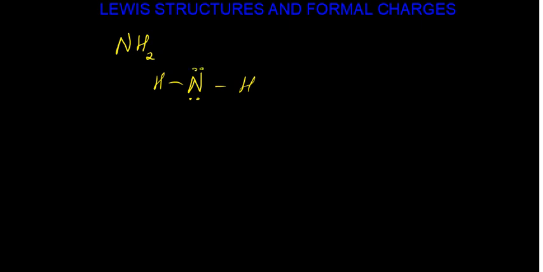Now looking at this compound, how many valence electrons do we have? Nitrogen is in group 5, so it has 5 valence electrons. And then we've got 2 hydrogens, each with 1 valence electron. So this is giving us 7 valence electrons. Now from what we can see, this bond has 2, 4 in this bond, and then this is 6, this is 8.